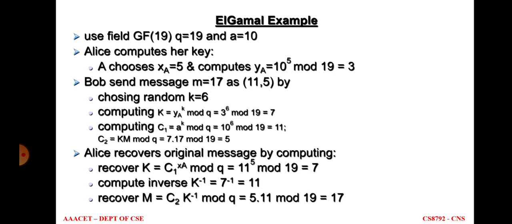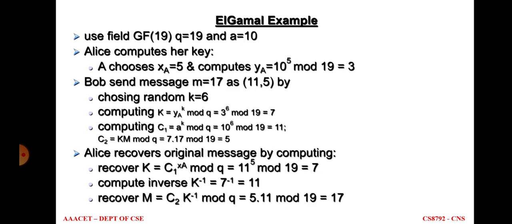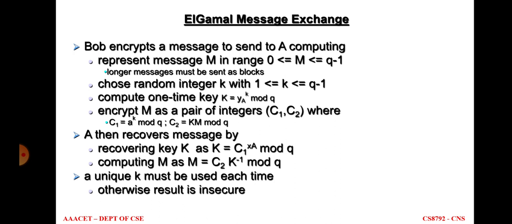Now Bob sends the original message 17, by choosing the random value K equal to 6. So now calculating the value YA power K mod Q. YA value is 3, already computed in the above step by A. So 3 power 6, because K value is 6, and mod Q is 19. So the key value is 7. Then also calculate C1 and C2 by using the formulas. So C1 value is 11 and C2 value is 5. So this is the message encrypted by Bob by using the formulas.